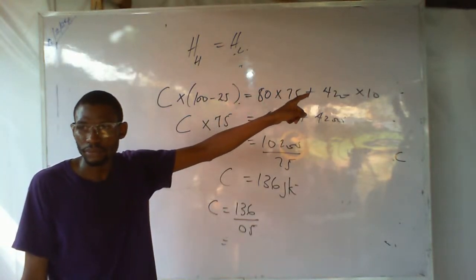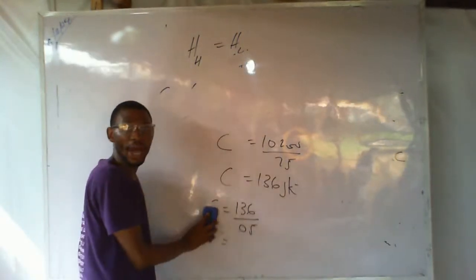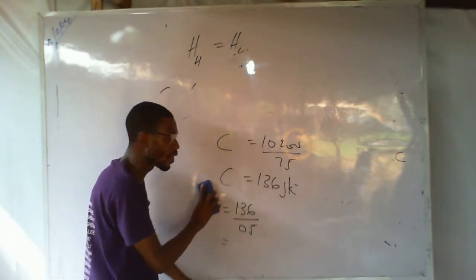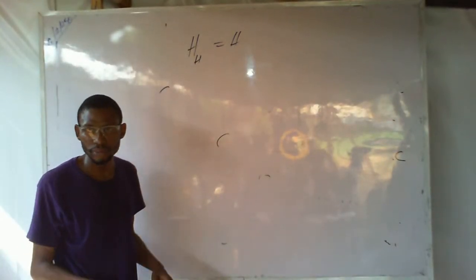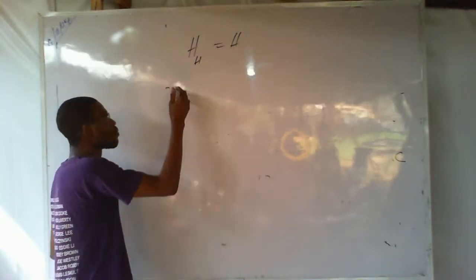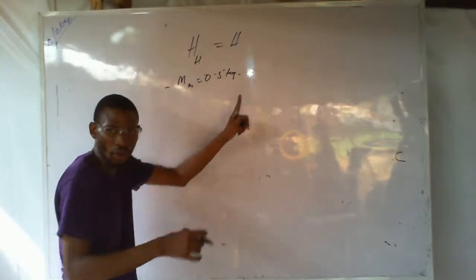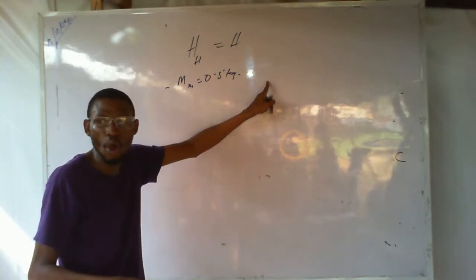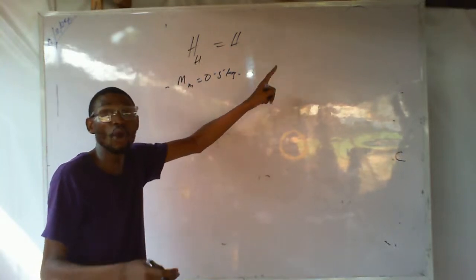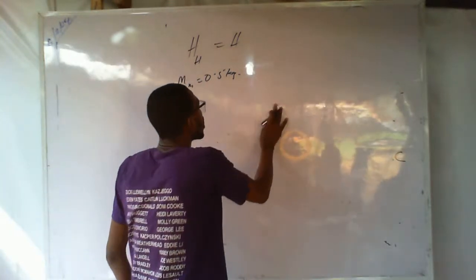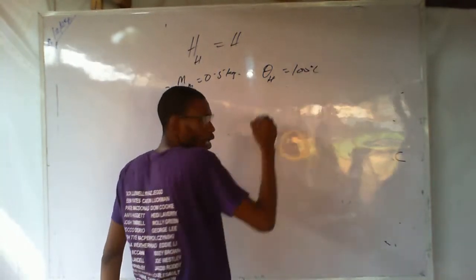A metal of mass 0.5 kg is heated. Wait. A metal of what? A metal of mass 0.5 kg. Wait, mass of metal is what? 0.5 kg. At what temperature? 100 degrees. Who is it, the metal that has the 100 degrees or the water? Metal. Okay, the metal was at 100. Hold on. The metal was at 100. That's 100 degrees.